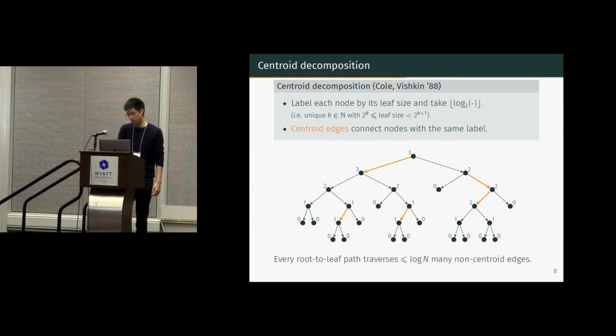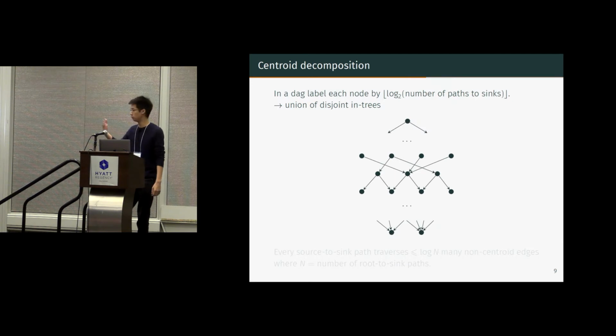All right, so we can try to apply the same approach to, let's say, the DAG of our SLP, but then we run into some problems. So what we should do is maybe we label each node by the logarithm of the leaf size of the node, but well, what is the leaf size? Well, I propose to take the number of paths to sinks. So we take some node, and you can also view it as unfolding the DAG into a tree and then counting the number of leaves.